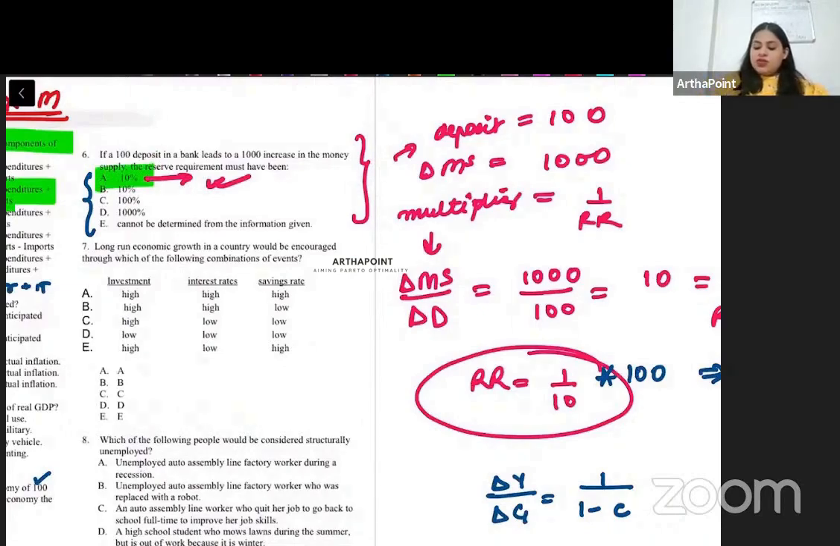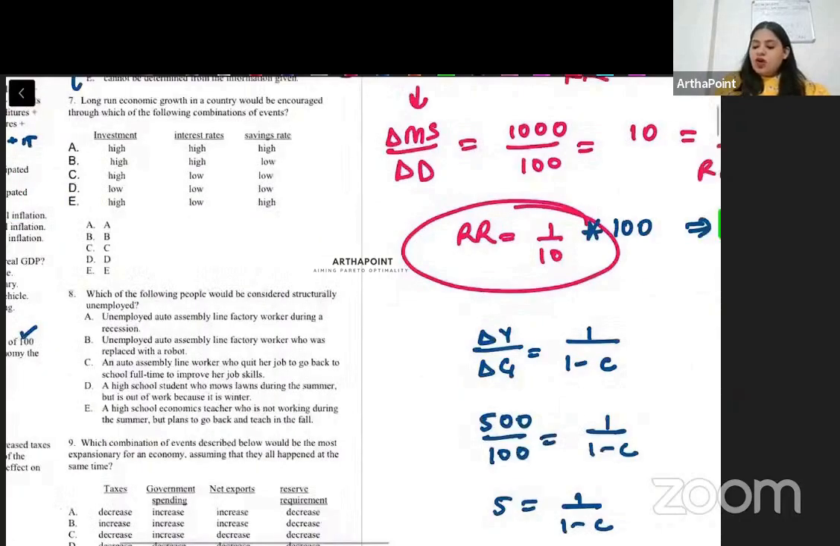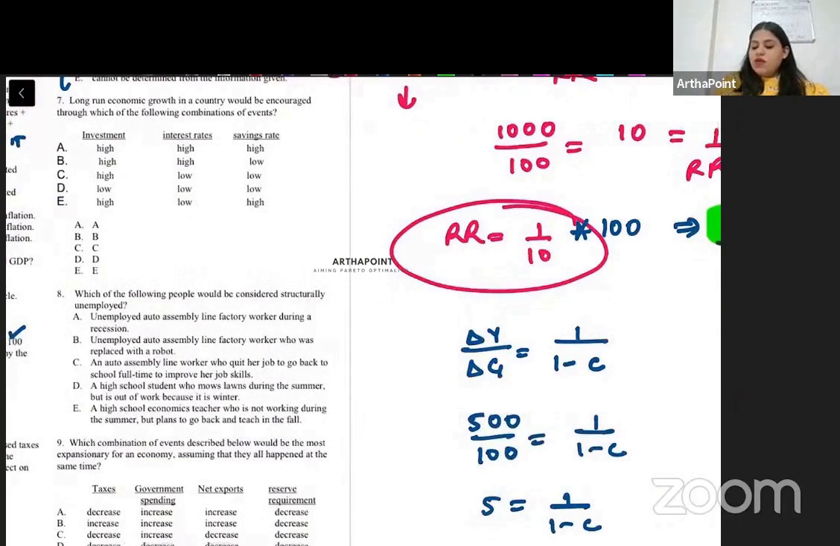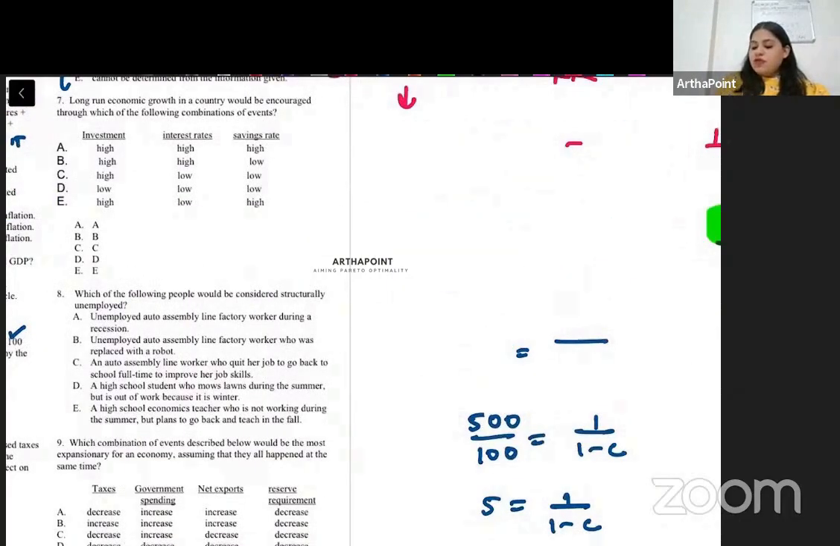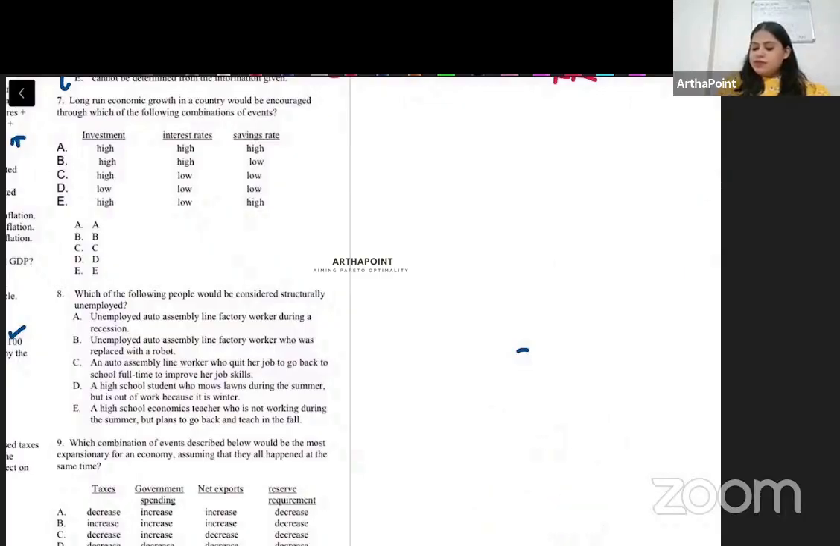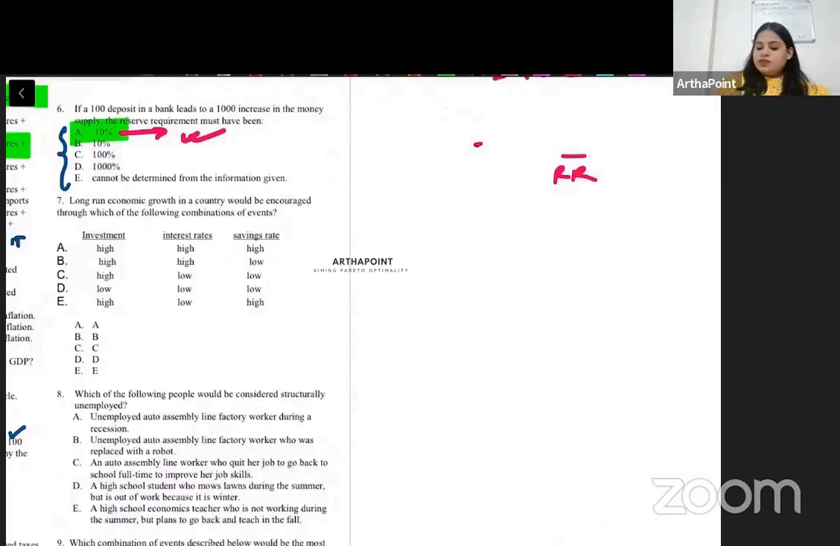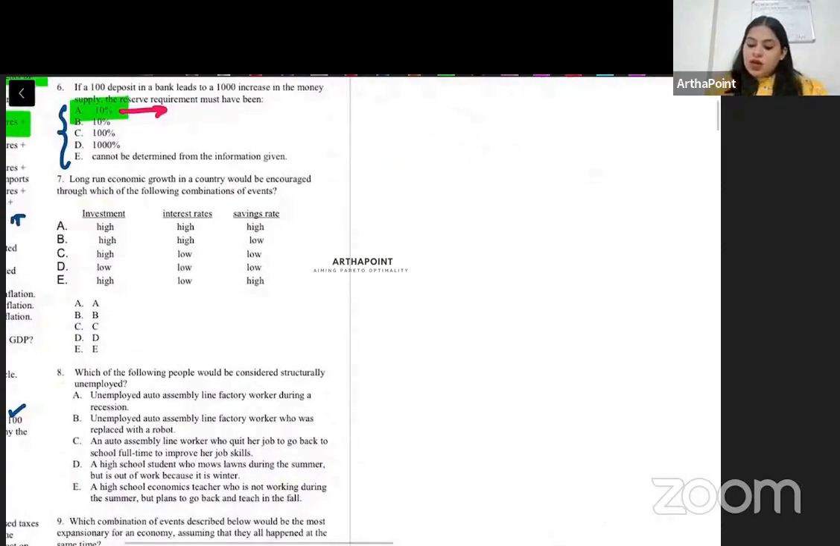Okay, better come to the next question. Long run economic growth in a country would be encouraged through which of the following events? Let me just erase this. Till then, just keep trying it yourself. Okay. So it says long run economic growth of a country would be encouraged by which set of events?